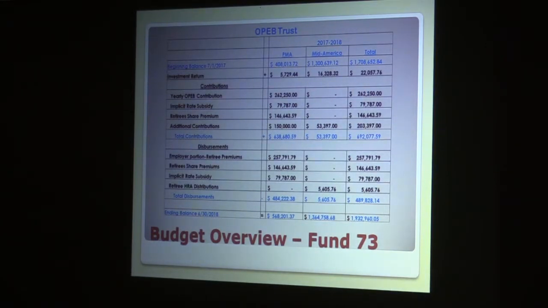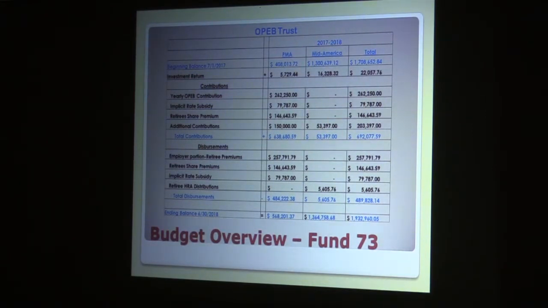Total distributions in the trust, monies that we paid out to teachers, was $489,828.14 with an ending balance of $1,932,960.05. We're estimating by the year 2022, our contributions going to post-retirement health insurance benefits will be less than $100,000.